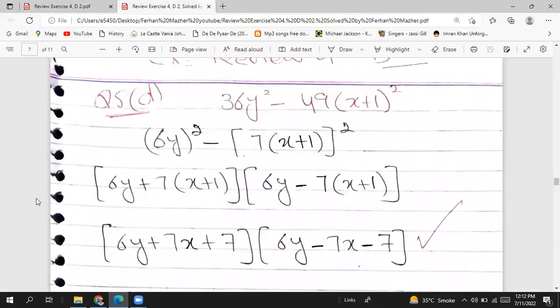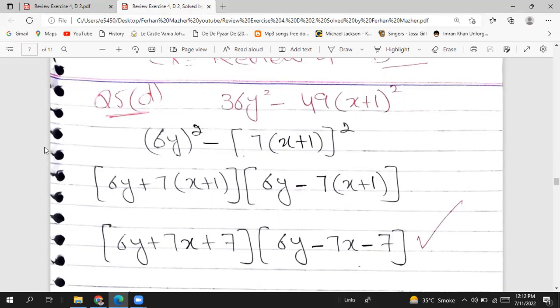In this case, we write two brackets: first term plus second term, and first term minus second term. So you can see 36y square can be written as 6y whole square, and the 49 bracket x plus 1 whole square can be written as 7 bracket x plus 1 bracket close, whole square on it. So you have two perfect squares and a negative sign between them.